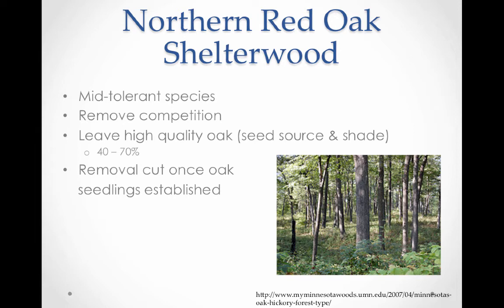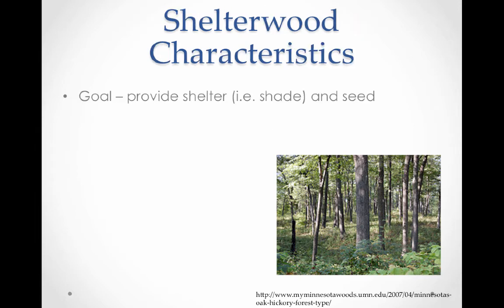And generally we're leaving about 40 to 70% canopy cover. So we want it to be open, but not too open. So very different than a Clearcut where we have 0% canopy cover. So we're leaving a good amount of canopy cover. And then again, we have the removal cut once oak seedlings are established. So, Shelterwood characteristics. The goal is to provide shelter, so i.e. shade and seed.